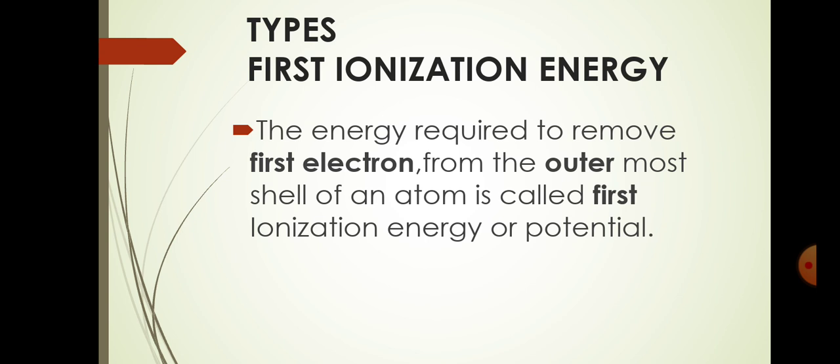Now we have many types of ionization energy: first ionization energy, second ionization energy, third ionization energy, and so on. We discuss one by one. First we discuss the first ionization energy. The energy required to remove the first electron from the outermost shell of an atom is called the first ionization energy, or the ionization potential. When we remove the first electron which is present in the valence shell, that is known as the first ionization energy.